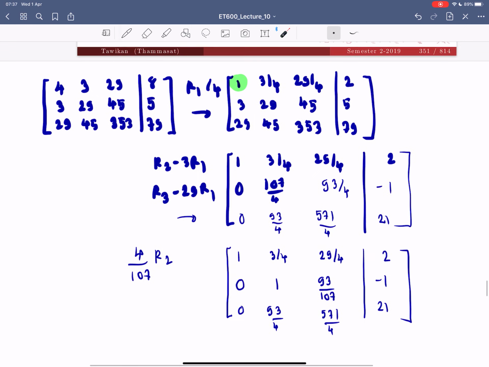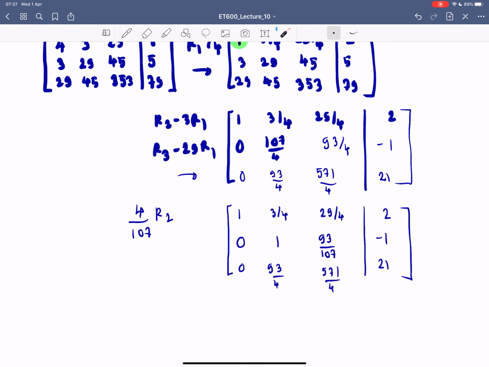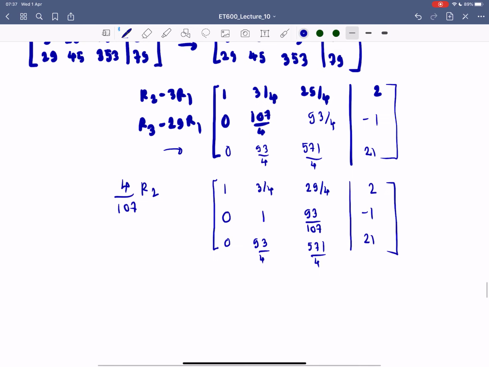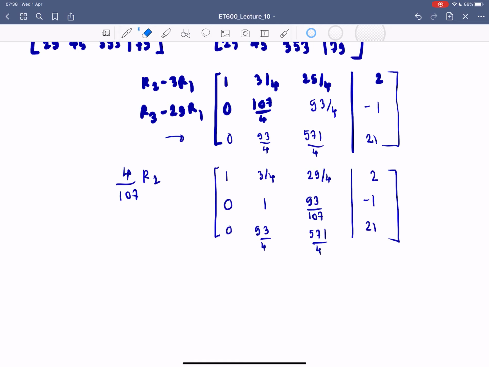Okay, and I can then use this to get rid of those two guys. So I perform 2 more row operations in the next step, and the 2 row operations are R1 minus 3 over 4 R2. Just use this pivot element to get rid of everything else in that column. And then I perform R3 minus 93 over 4 R2.